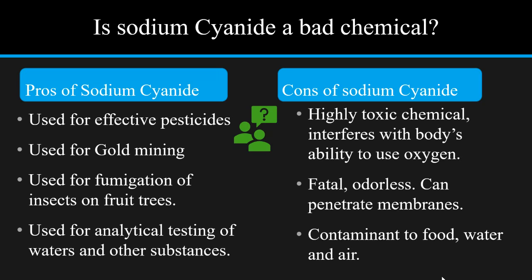Is sodium cyanide a bad chemical? Here I have a list of the pros and cons of sodium cyanide. We will weigh them out. Sodium cyanide is an effective pesticide. It is used in gold mining, and people put value on gold. It is used for the fumigation of insects on fruit trees, and humans consume fruits.